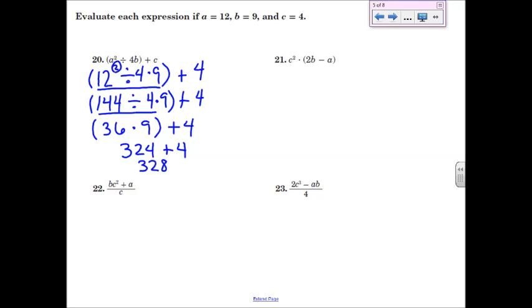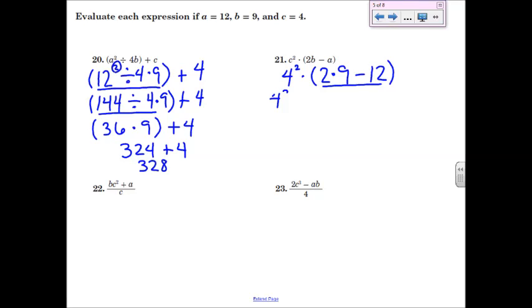All right, 21, c squared times, in parentheses, 2 times b minus a. So c squared, c is 4. 2 times b, b is 9. Minus a, a is 12. So first thing I do is the stuff in the parentheses. And inside the parentheses, order of operations is multiplication before the subtraction.